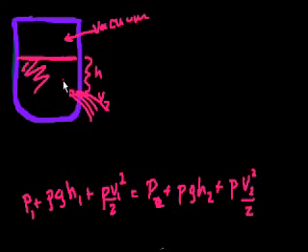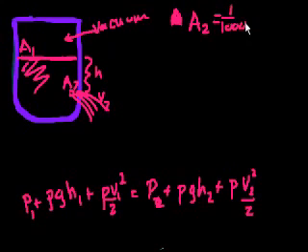Let's call the area of that hole A2, and let's say that the surface area of the water is A1. And let's say that hole is so small that A2 is equal to 1/1000th of A1. So this is a small hole relative to the surface area of this cup. So with that said, let's see what we can do about figuring out the velocity coming out.